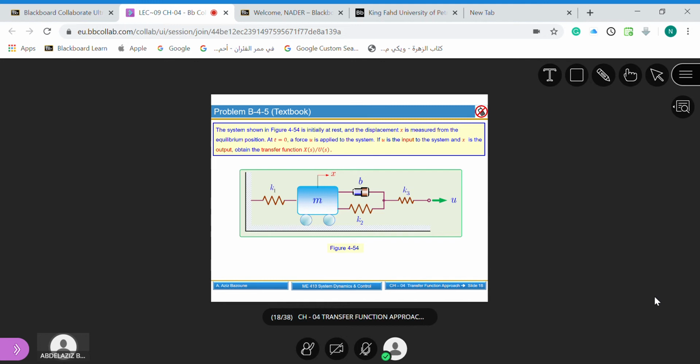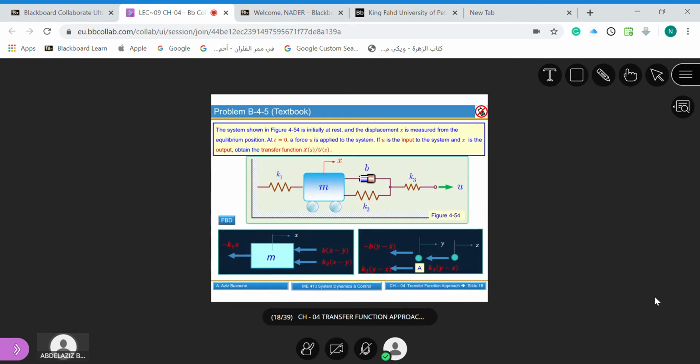Let me bring the file where I included the free body diagram to make it easy for you. So this is the free body diagram here. We have the mass, and when we pull, the direction of the displacement is to the right. Now the spring, by its nature, tries to produce a force like this, minus K1X, as shown in the free body diagram.